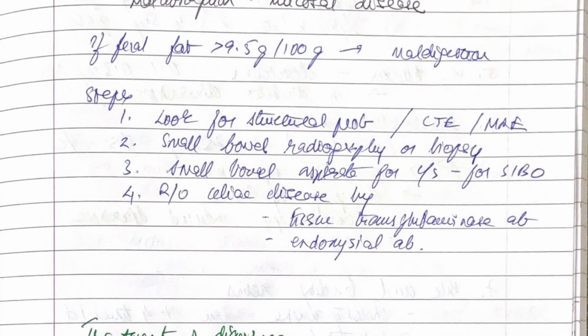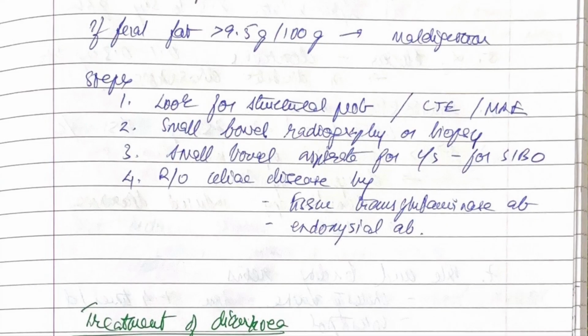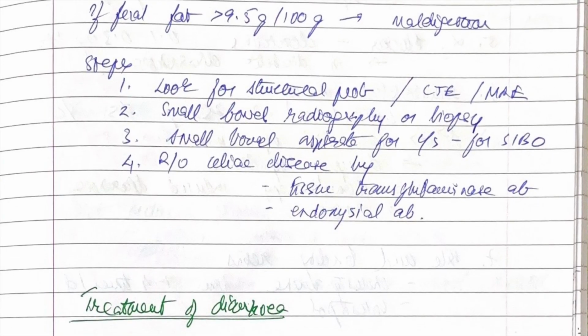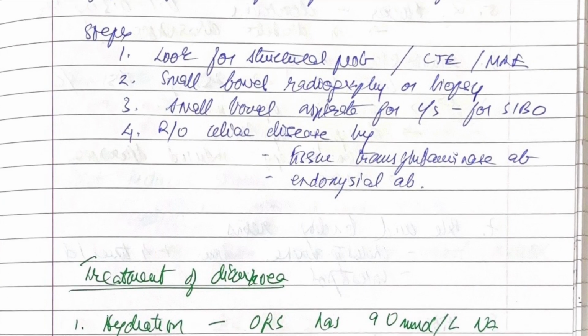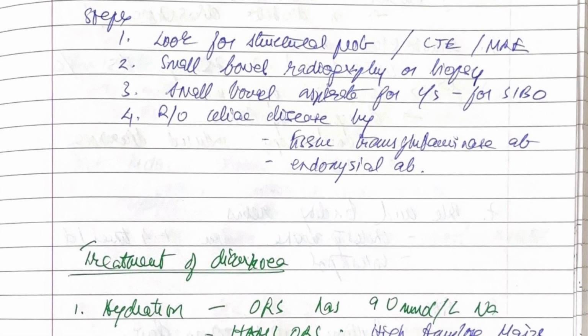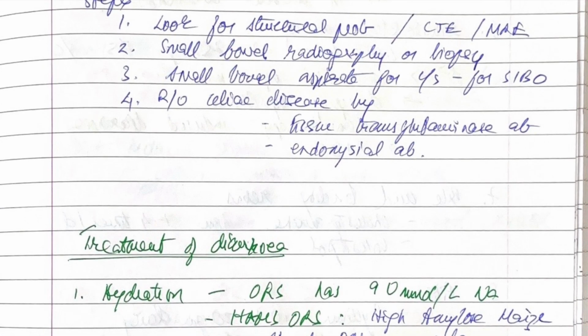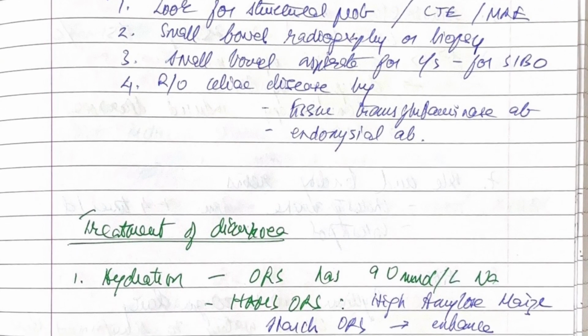The steps would include looking for structural problems by a CTE or an MRE, small bowel radiography or biopsy. A small bowel aspirate is sent for culture, for SIBO. We rule out celiac disease by a TTG-IgA and endomysial antibodies.